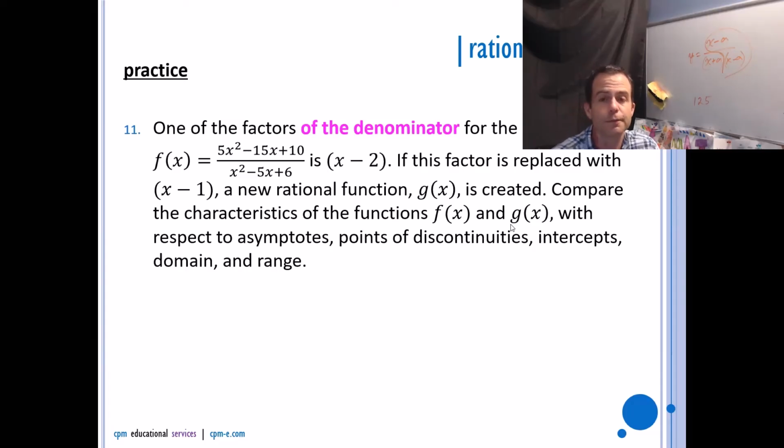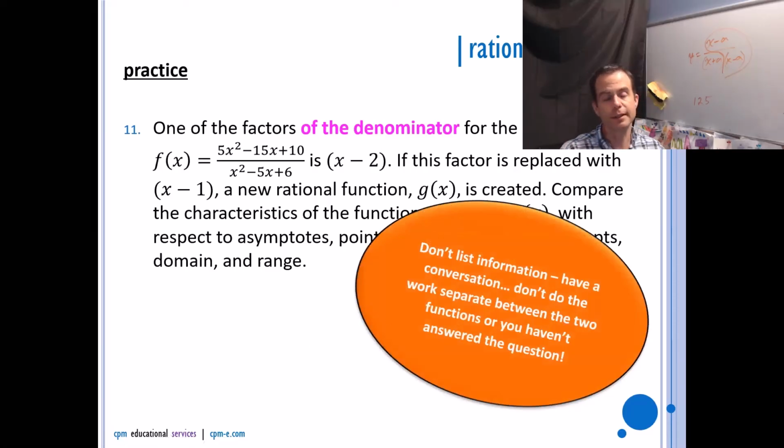Okay, so first thing obviously we want to do is factor f of x. So I know I've got a 5 there, and then if I factor that 5 out, I'll have x squared minus 3x plus 2. That will be x minus 1 and x minus 2 on the top, and then on the bottom, I've got x minus 2 and x minus 3.